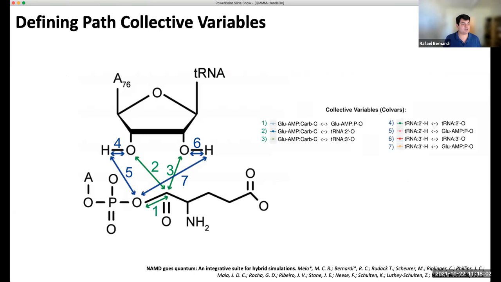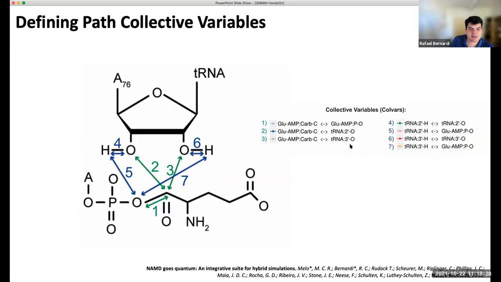Specifically, what you need to do first is to define a collective variable space. So imagine that all these atoms here are involved in the chemical reaction. This is the glutamine, this is the AMP part here, and this is the phosphate. You're going to create collective variables that connect everybody here that can go closer and farther away from each other. So there are many of them, and then we track all of them over time.